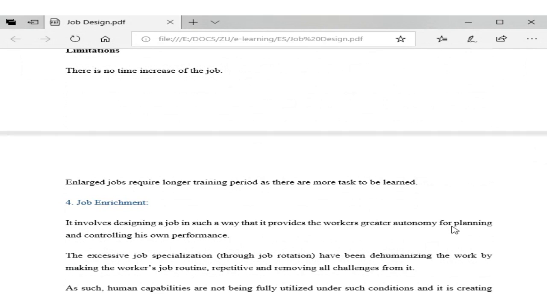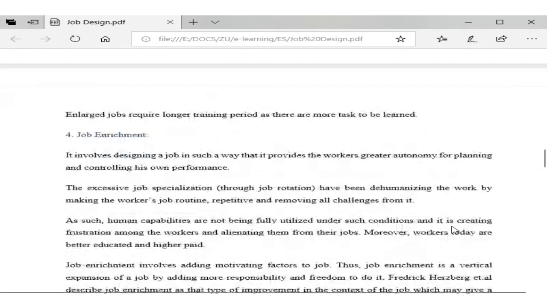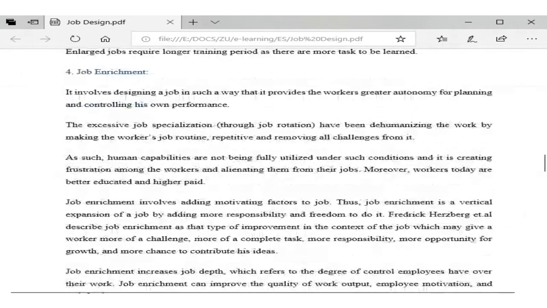And lastly, enlarged jobs require longer training periods as there are more tasks to be learned. Yes. If you have been seeing your colleague doing it, or you've been handling it in an informal way, you can easily fit. But if you haven't learned it before and it's brought abruptly, then it means you will require time. You'll have to be trained, and that means much time and finance will be required.